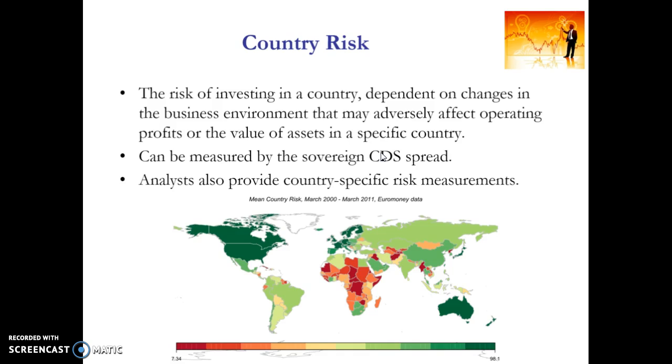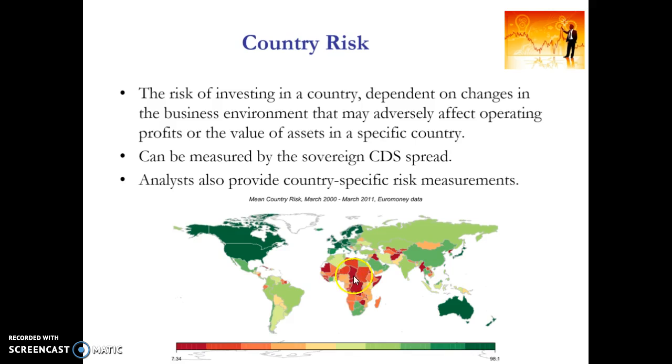So what's the probability of a particular government defaulting on their debt? And we can therefore use that as a measure of how risky that country might be. Alternatively, analysts also provide various country-specific risk measures. So I've got here a world map that's provided by Euromoney data, and you can see that they've colour-coded the risk around the world, where Australia and the US are considered quite safe.